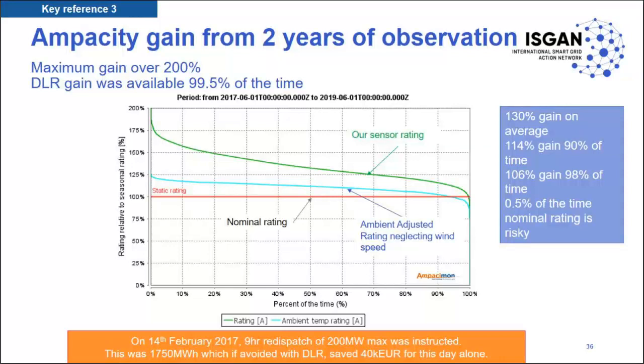What is useful, however, is that there is more capacity than the static rating almost all of the time, specifically here 99.5% of the time. Also, 95% of the time, there's 6% above the static rating available, and 90% of the time, 14% above the static rating is extra capacity available.